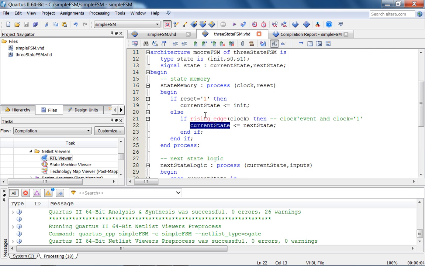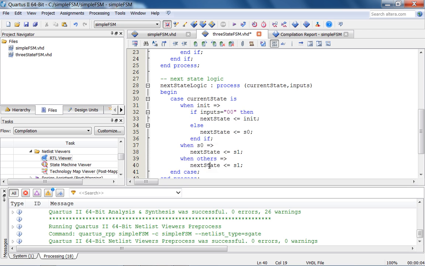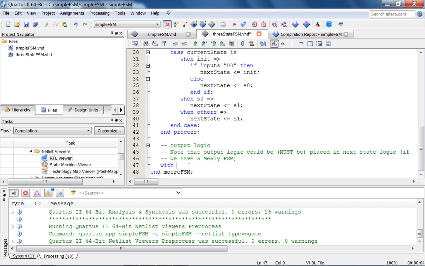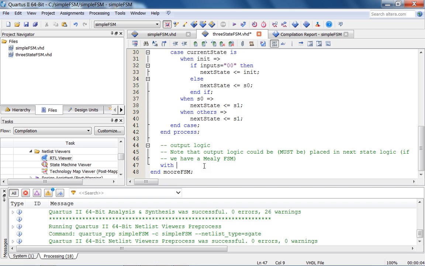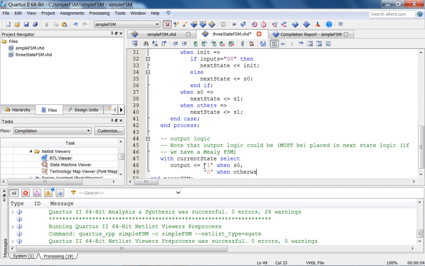Okay, output logic. I'm just going to use a selected signal assignment. You can put this in the process, and for a Mealy machine you have to, because the outputs are a function of not only the current state, but also the inputs. However, here I'll put it outside the next state logic. You can make another process for the output logic if you want for a Mealy machine, but I'll leave it up to you. Here you want current state, not next state, because the output is a function of the current state. Select output is, I believe, 1 only when it's S0, and everywhere else it's 0. Okay, so now we're done.